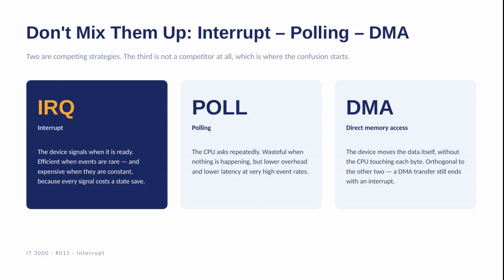That switch from interrupts to polling is worth pausing on because these 3 words get tangled all the time. Interrupts and polling are genuinely competing strategies. One waits to be told, the other keeps asking, and which one wins depends entirely on how often the event fires. DMA is the odd one out. It's not about who notices the data, it's about who moves it. The device shuffles bytes into memory on its own and then, almost always, raises an interrupt to say it's done. So DMA doesn't replace either of the other 2, it rides on top of them.